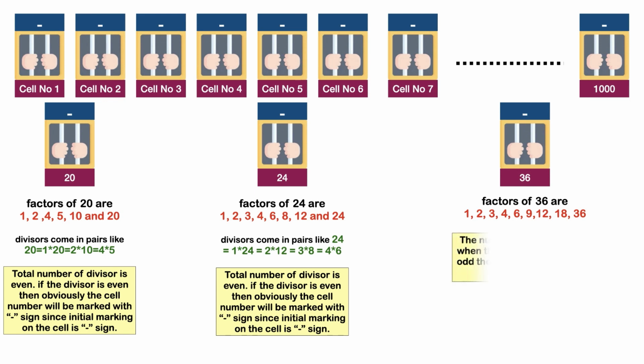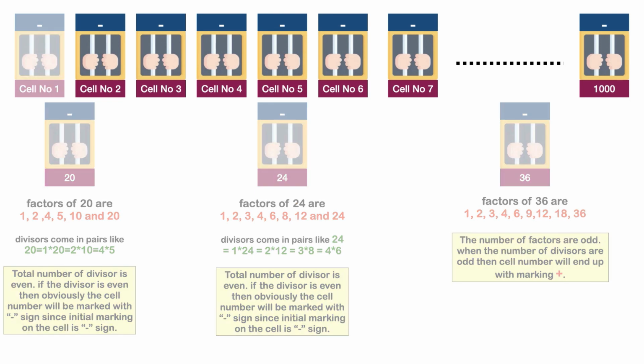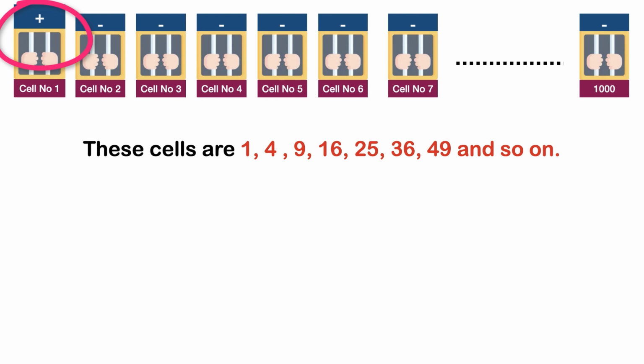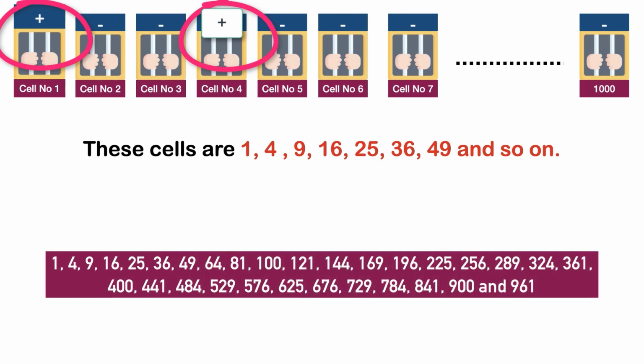When the number of divisors are odd, then the cell number will end up with marking plus. Hence the answer is all cell numbers with perfect square. So these cells are 1, 4, 9, 16, 25, 36, 49 and so on. Here is the list of all cell numbers which will be marked plus on 1001th day, and these cells will be opened on the same day.